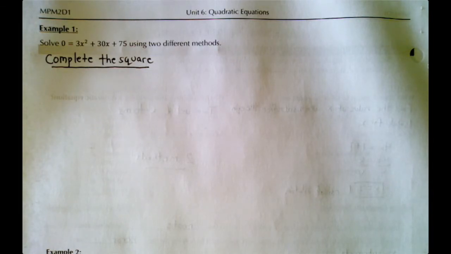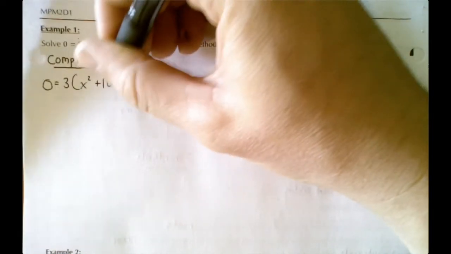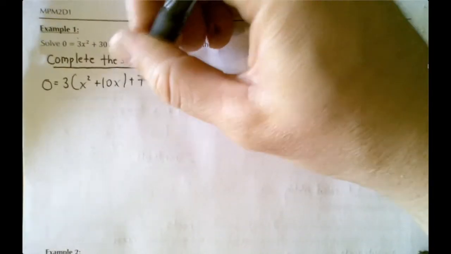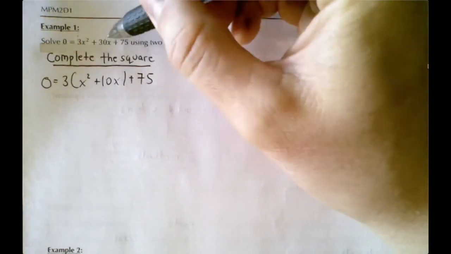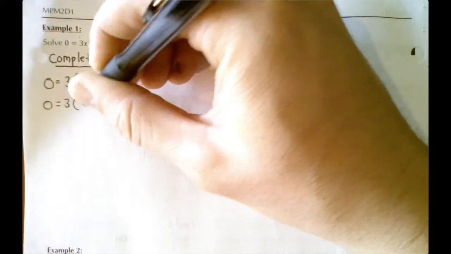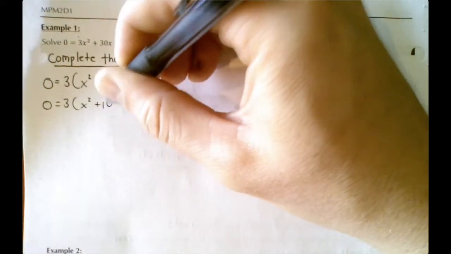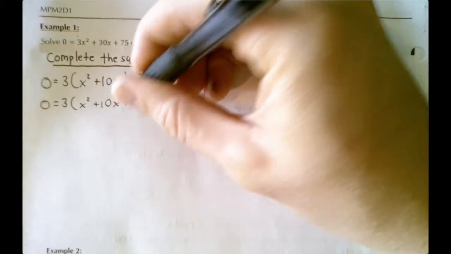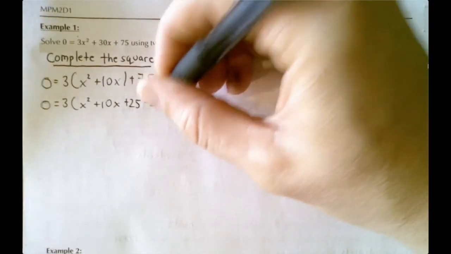So to solve this, we actually have to complete the square. So 0 equals, we're going to group our first two terms and common factor the 3. So 3(x squared plus 10x) plus 75. I did two steps at once. I did the grouping in my head and I divided 3 out. Now we take that 10, divide it by 2, we get 5, square it, we get 25. So we're going to add and subtract 25. Plus 25 minus 25.